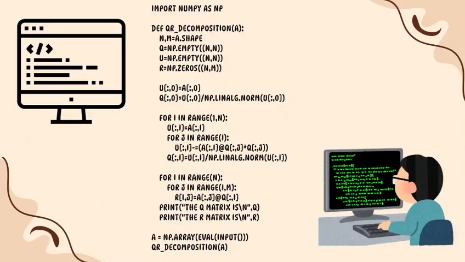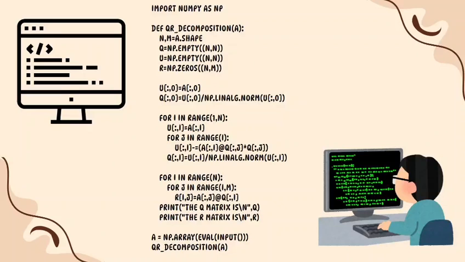Now next, using the for loop, for each column of the A matrix, we remove the parts that overlap with the previous Q vectors. Then we normalize the result to get a new column of the Q matrix. Next, in the next for loop, we are finding the R matrix. Here we compute the values of the upper triangular matrix R using the dot product between A and Q.